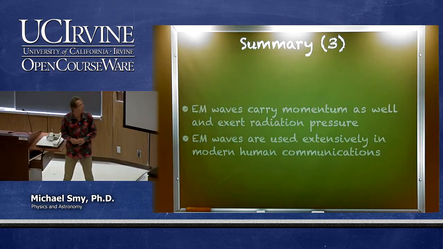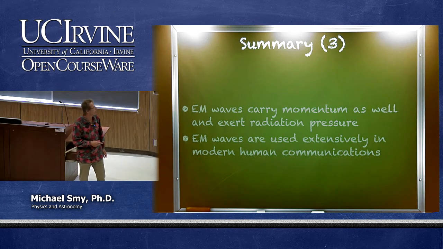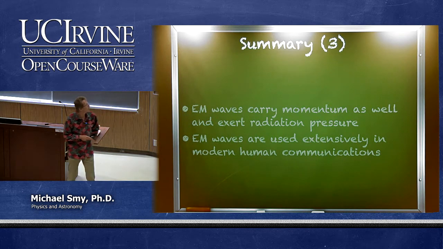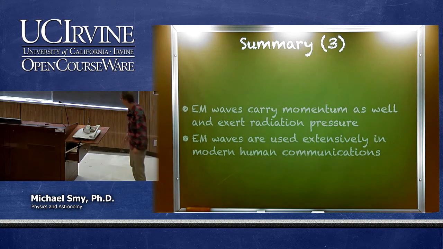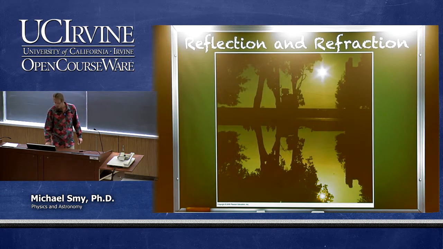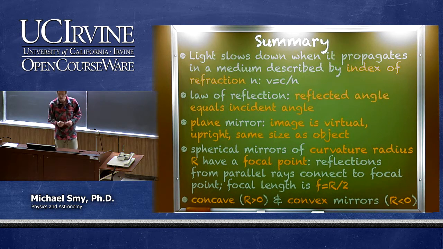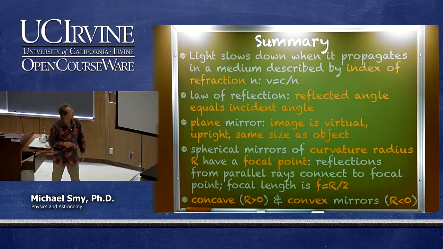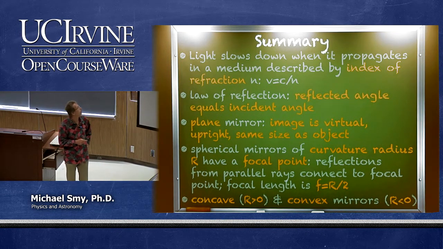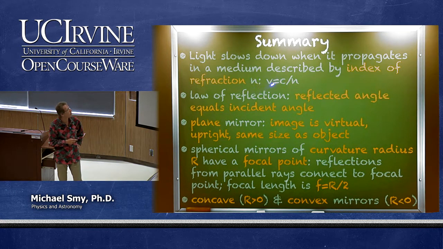Light is one type of electromagnetic wave of a particular wavelength, typically on the order of 500 nanometers. Electromagnetic waves carry momentum as well, and they exert radiation pressure, and electromagnetic waves are central in human communications. We studied the reflection and refraction of electromagnetic waves in general, and light in particular. So in general, a wave slows down when it propagates in a medium. An electromagnetic wave slows down when it propagates in a medium. And the amount of slowdown is characterized by the index of refraction, meaning that the propagation speed is the speed of light in vacuum divided by the index of refraction.